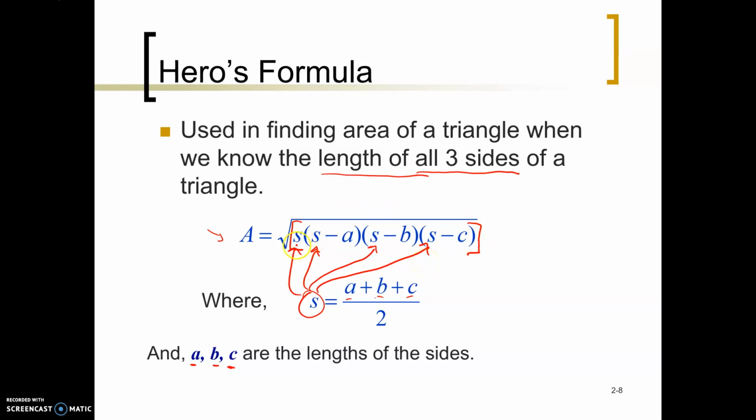So I would multiply these four numbers together, set equals, and then do square root. That's the safest way to do it. This video is going to give you a chance to practice that. So Hero's formula is used when you know all three lengths of the triangle.